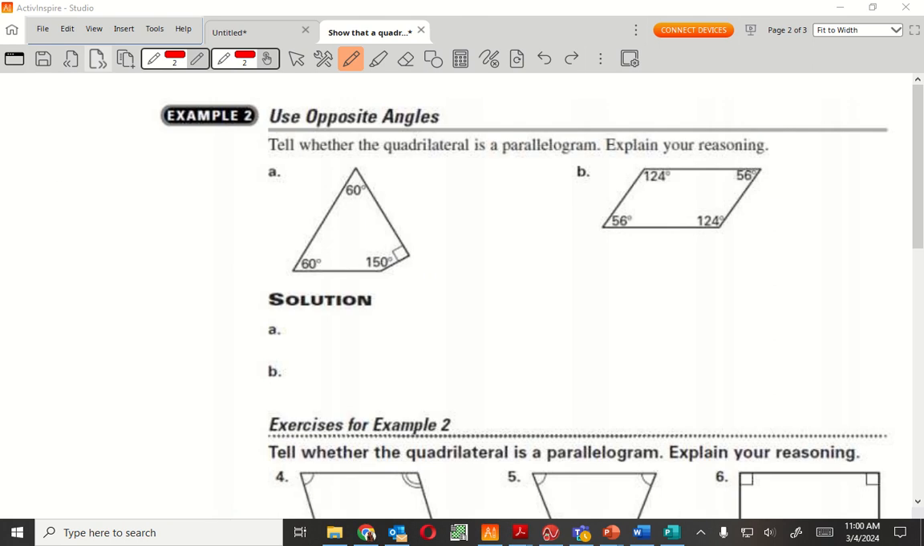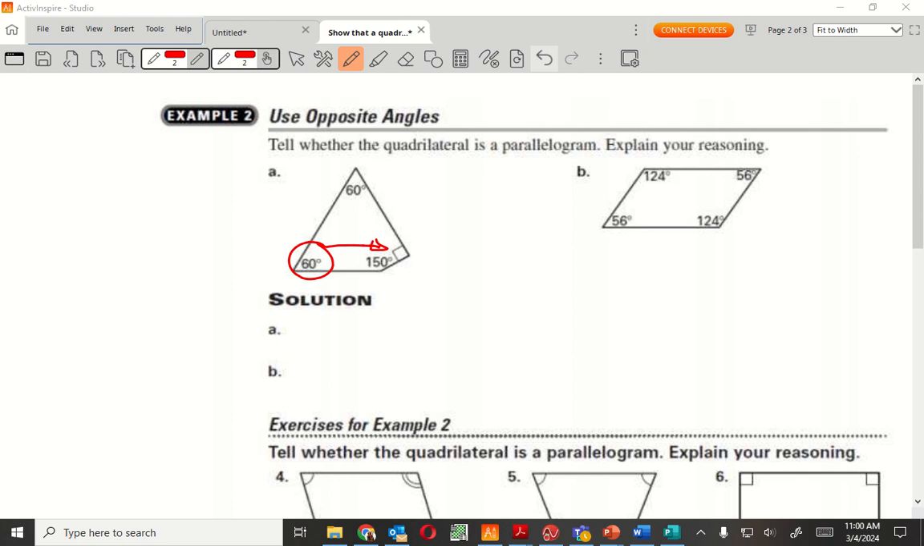In this first one, is this opposite of this one? No. It's not opposite. This term right here would be consecutive. It's one next to the other. This should be opposite of that one over there.